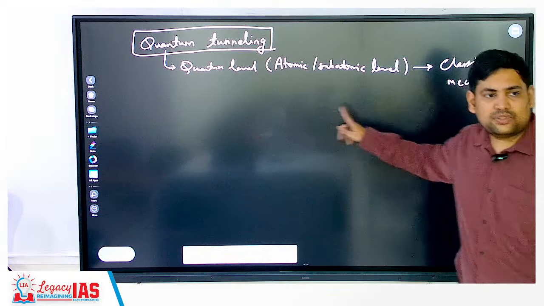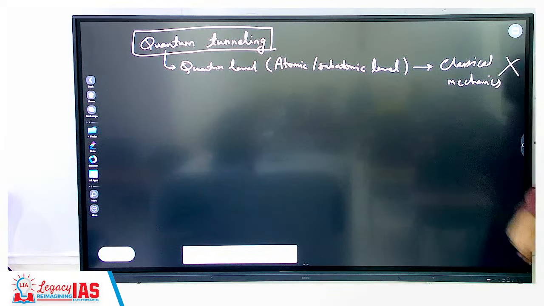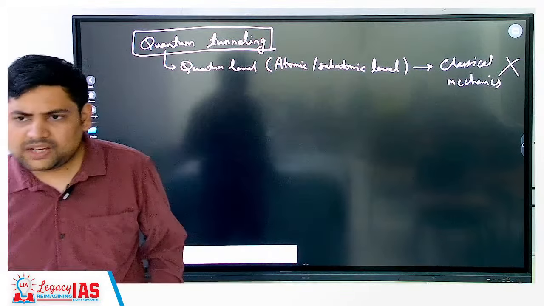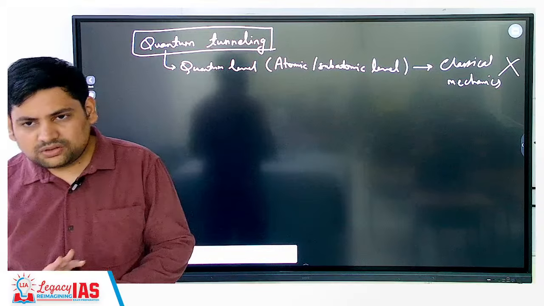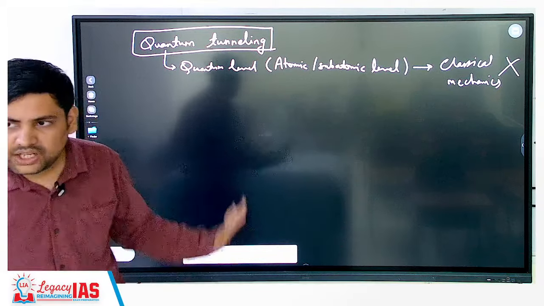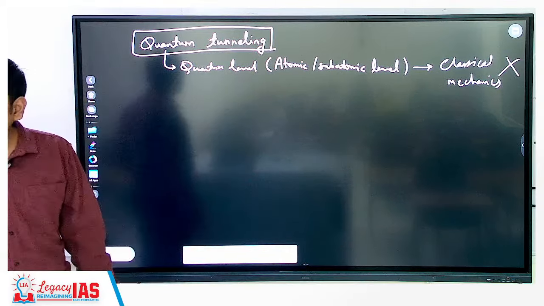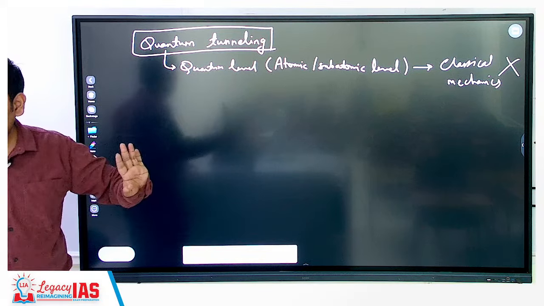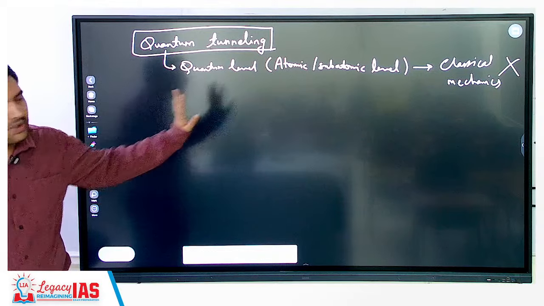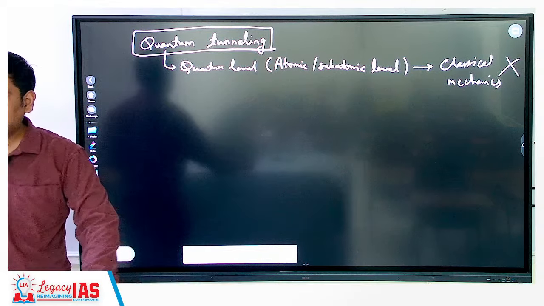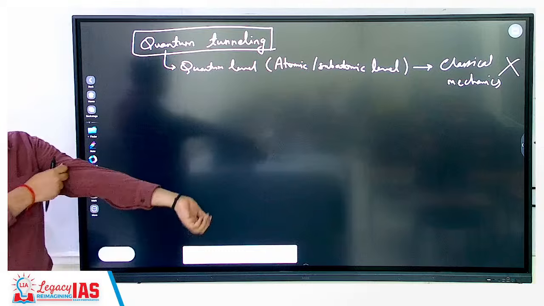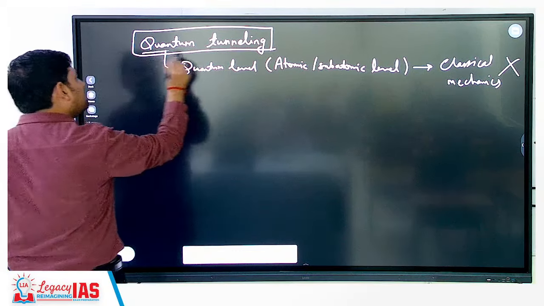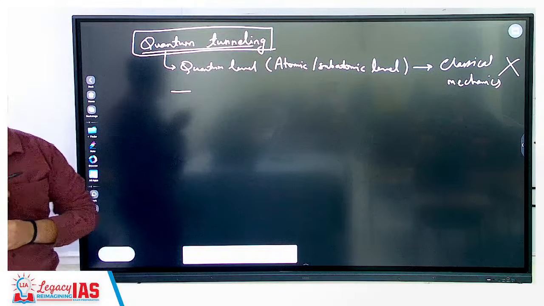Now that stops working here. This does not work here. Here some other kind of mechanics works, that is called quantum mechanics. We don't know it fully, nobody understands it fully as of now. Different concepts we keep on understanding, and that becomes news, that becomes important for us. Nobody understands quantum mechanics fully. The concept that we'll be dealing with today is quantum tunneling.